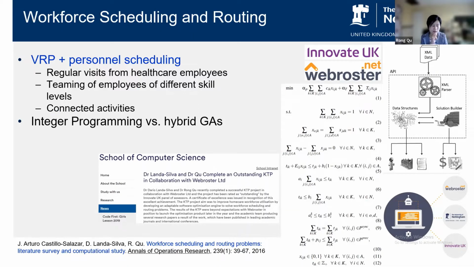I will quickly skip through these other applications. This is the workforce scheduling and routing problem. It's a hybrid problem, much more challenging because it combines both the vehicle routing problem and also the personnel scheduling problem. The company WebRoster came to us asking for automated scheduling and routing solutions. What we did is to model this problem with integer programming and solve it using hybrid genetic algorithms, to serve the regular visits from healthcare employees to patients located around the local region. So that's another successful project sponsored by Innovate UK.